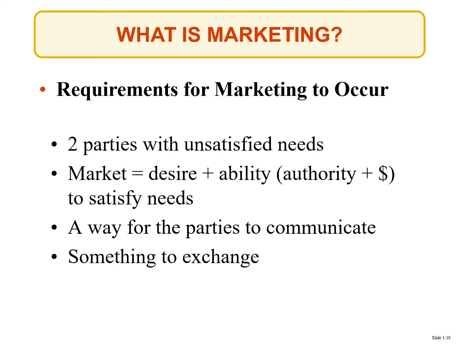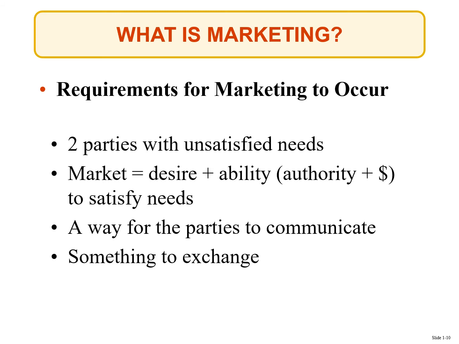That is, we need to have two parties, buyer and seller, in the simplified version, with unsatisfied needs. The buyer has some unsatisfied needs for which he's going to buy that product or service, and the seller has some unsatisfied needs, which generally is related to money, related to the price of the product. So that's the first requirement, two parties with unsatisfied needs.